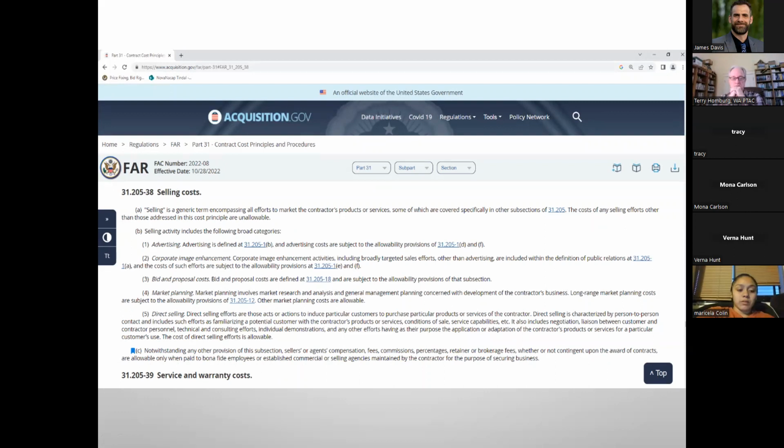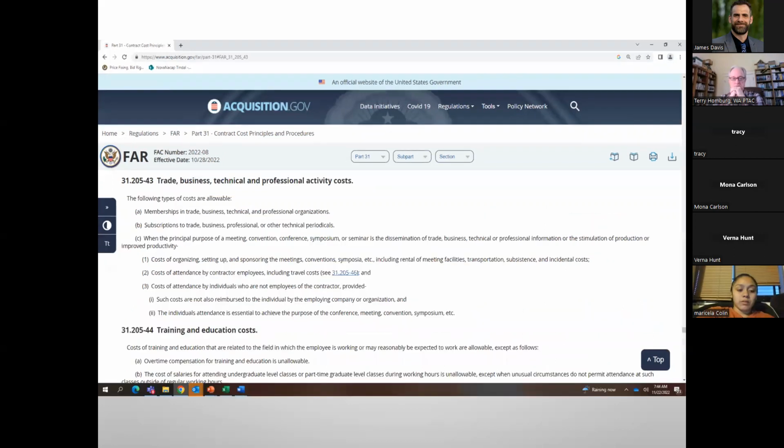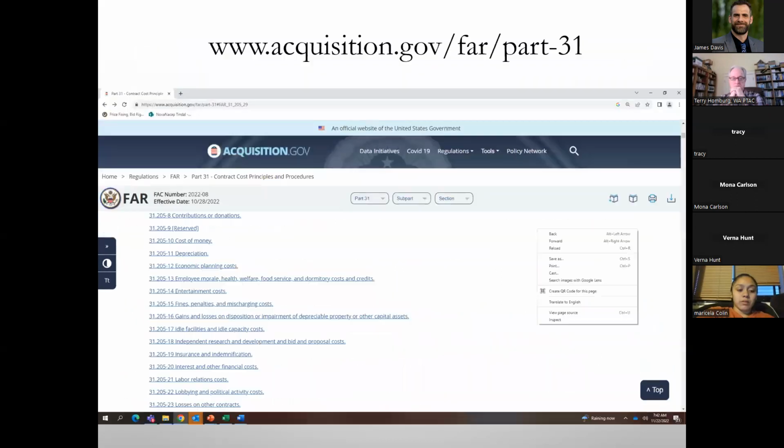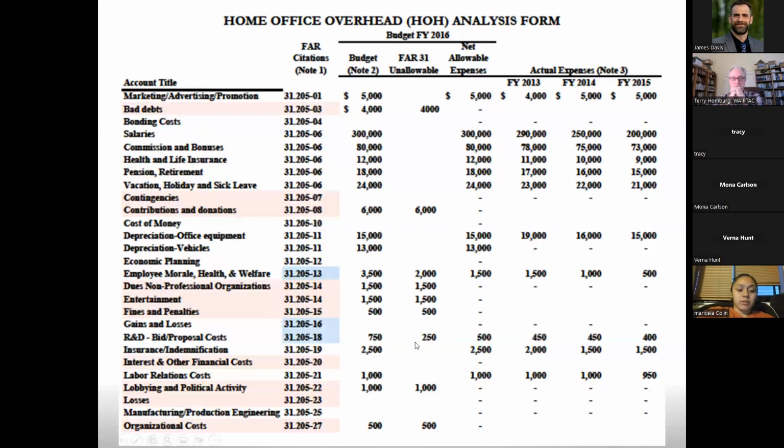That doesn't mean that you can't incur it as a business cost. It just means you can't charge the government for it, okay? But each one of these categories is called out in the FAR as to what's allowable and what's not allowable. And you need to go through these. On the ones that are in blue, you're going to want to go through and say, okay, which ones are allowable under these conditions, which ones are not allowable under those conditions.